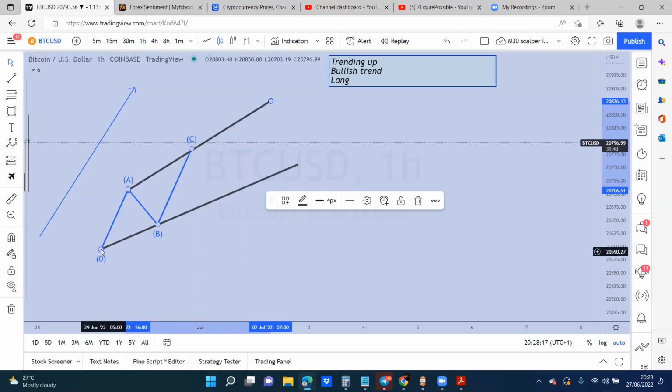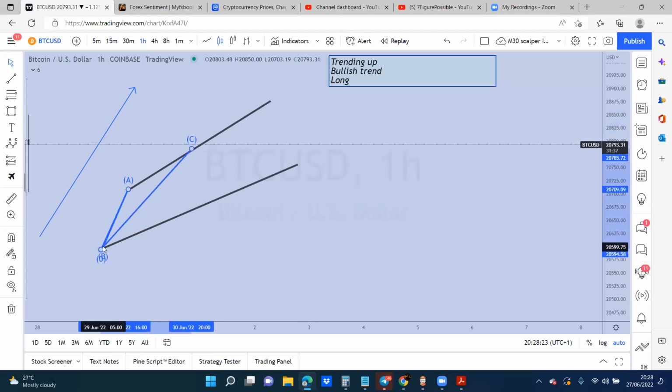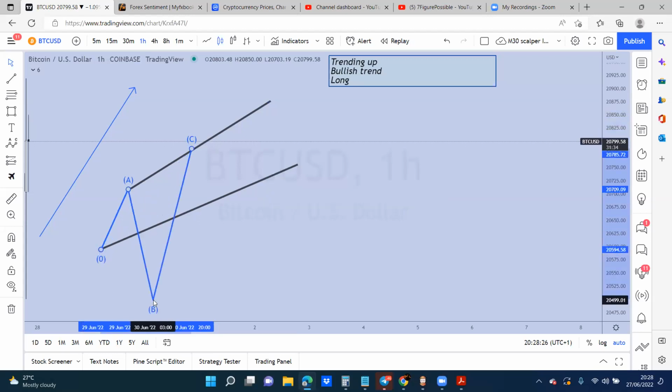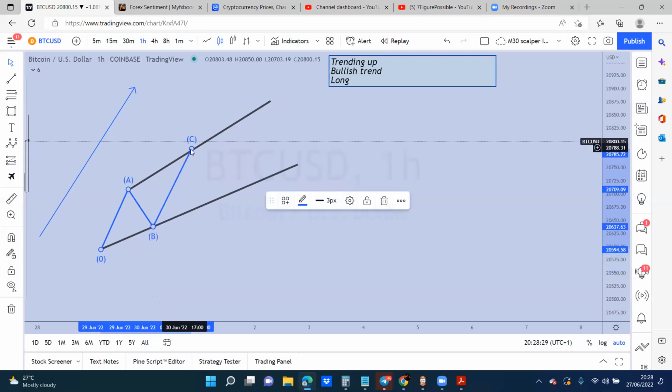By market structure, I mean the structure is 0, A, then it comes back to B. B is higher than 0. B is not lower than 0. It stays higher than 0. Then B to C is higher than A. That is market structure, right? You're looking at the structure and you're saying this thing is moving up.